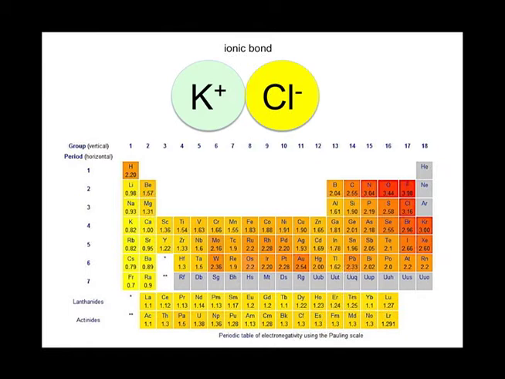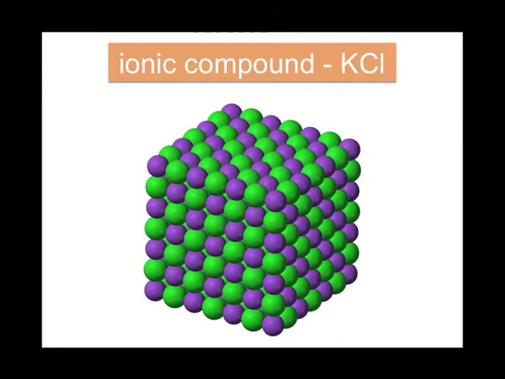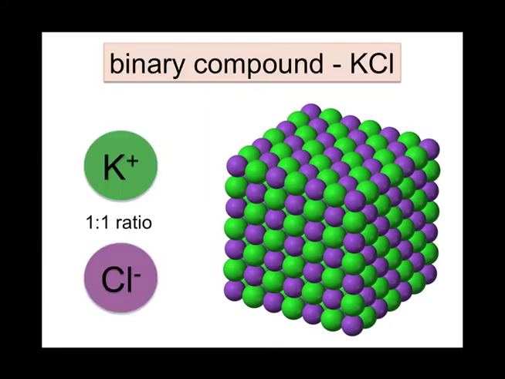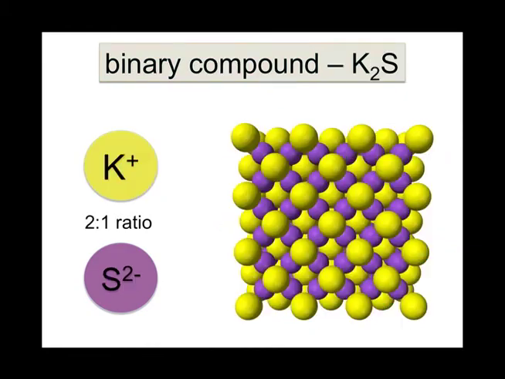And when enough ions come together to form a lattice, we can call this an ionic compound. Ionic compounds will be neutral overall because the cations and anions will come together in such a way so as to cancel out each other's charges. This can often be in a 1-to-1 ratio, such as with this compound, since each +1 charge is canceled out by each -1 charge. Or the ratio can be something else if the magnitude of the charges is not the same, such as with potassium sulfide.